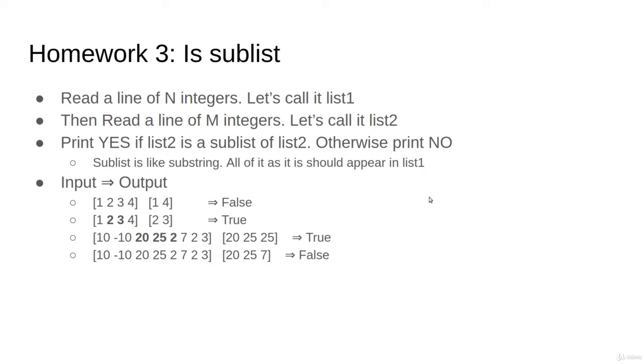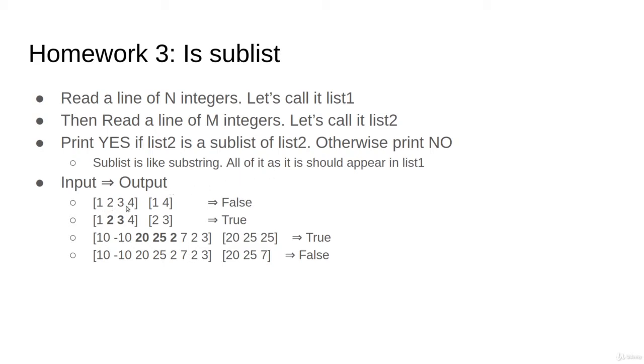In the second exercise, you will read a line of n integers. Let's call it list 1, and another line of m integers. Let's call it list 2. Then print yes if list 2 is a sublist of list 1. Otherwise, print no. And remember, a sublist is like a substring. All of it should appear as one block in the list.